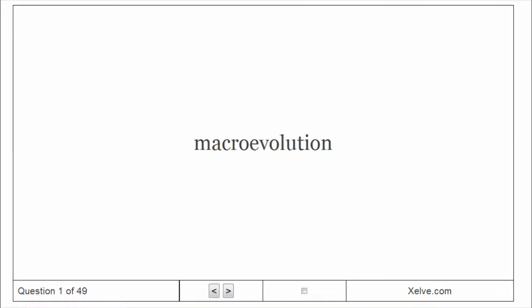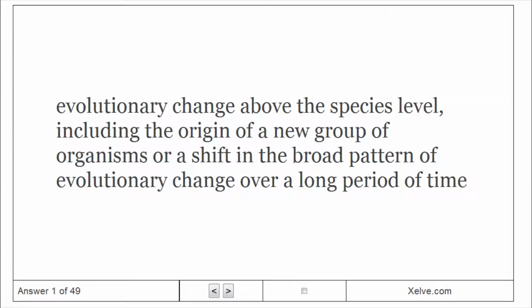Macroevolution. Evolutionary change above the species level, including the origin of a new group of organisms or a shift in the broad pattern of evolutionary change over a long period of time.